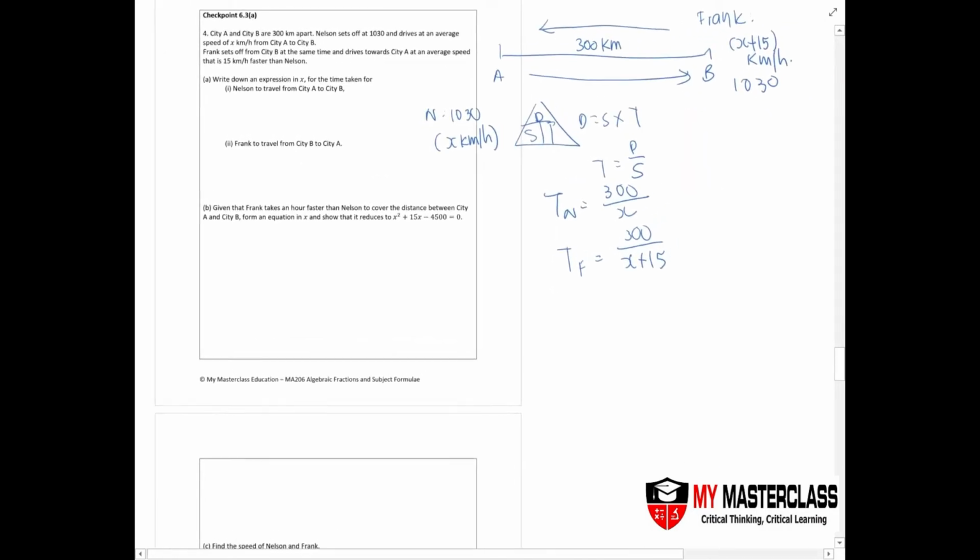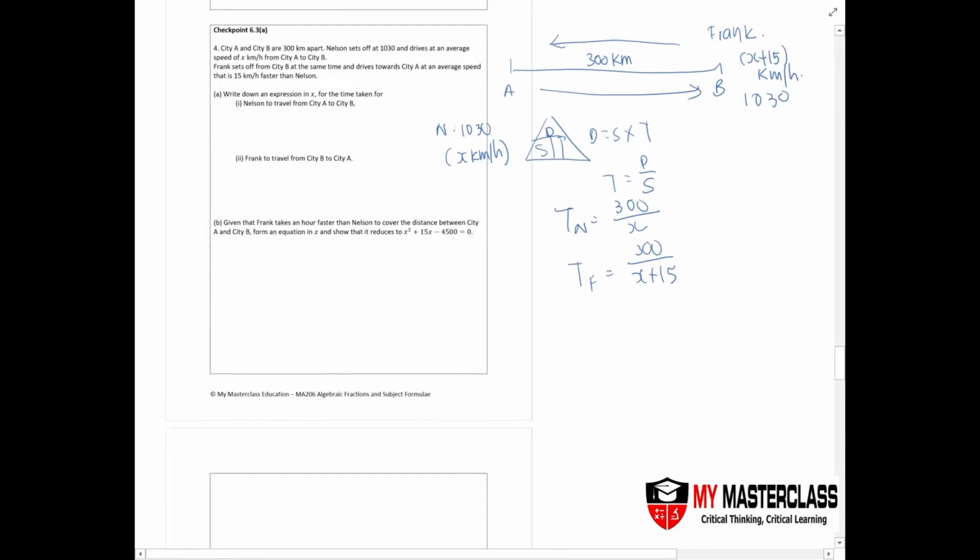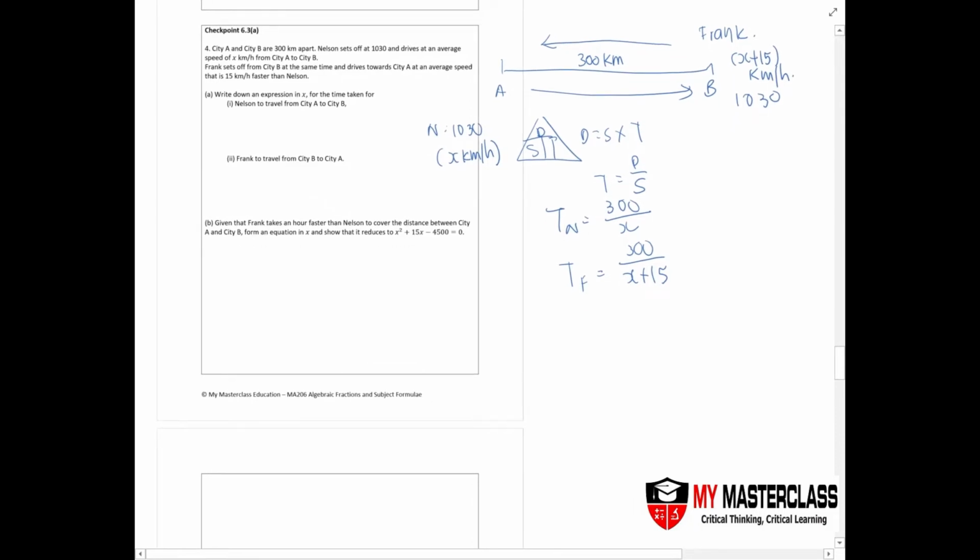Now given that Frank takes an hour less than Nelson to cover the distance between city A and B, form an equation. So who is slower now? Obviously Nelson is slower, right? Because Nelson's speed is also slower. So you always take the time that is more, in other words slower, minus away the time that is lesser, in other words faster, to give you the difference in time.